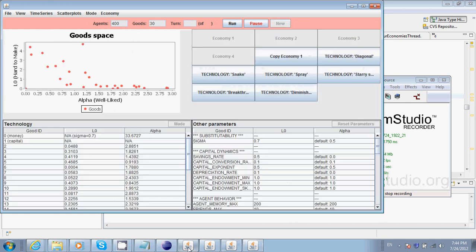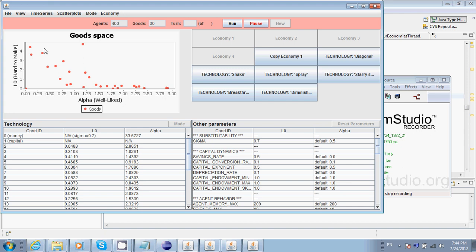Now, just in case people thought that you always get a breakthrough into modern economic growth, that's not the case, and I wanted to show just by way of contrast. This economy, notice that the technology here is set up for diminishing returns. You've got all these goods down here. These are really desirable goods. They're well liked. They're really easy to make. And those will be the ones that will be produced first, of course.